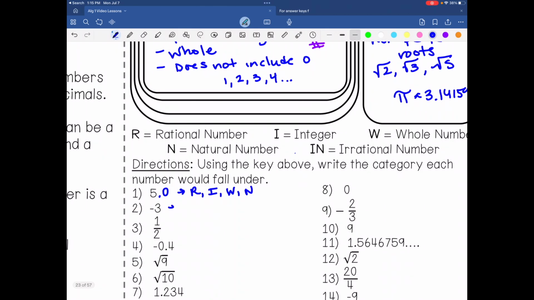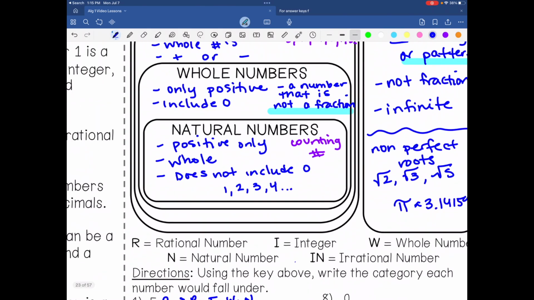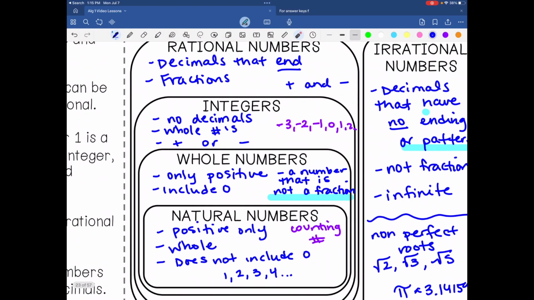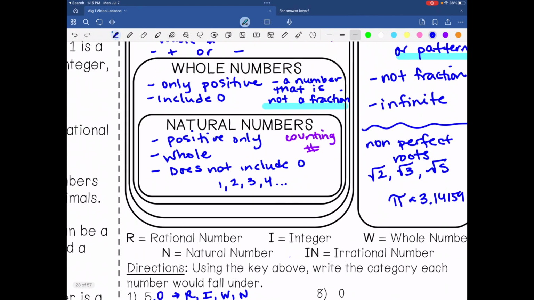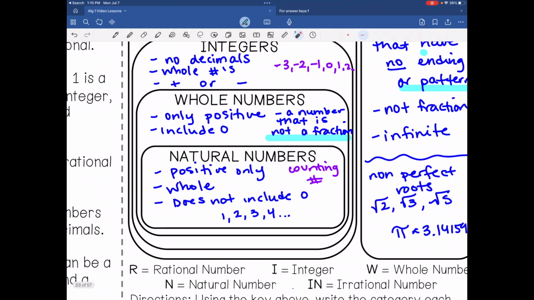What about the number -3? So -3 is a rational number. It is also an integer, right? Let's go back up. Integers can be positive or negative whole numbers, okay? Is it a whole number? No, it's not a whole number. Why is -3 not whole? Because whole numbers are only positive. So we're going to stop there.